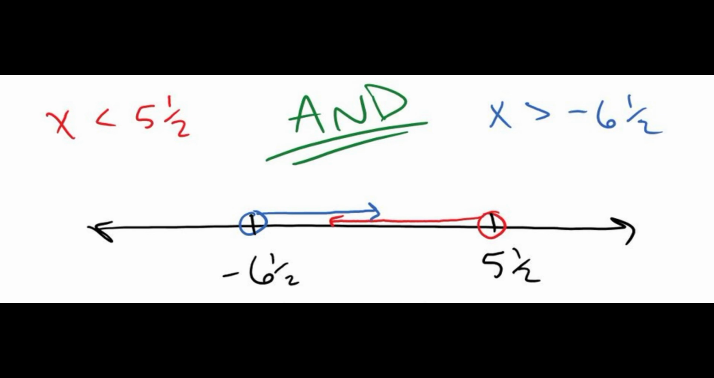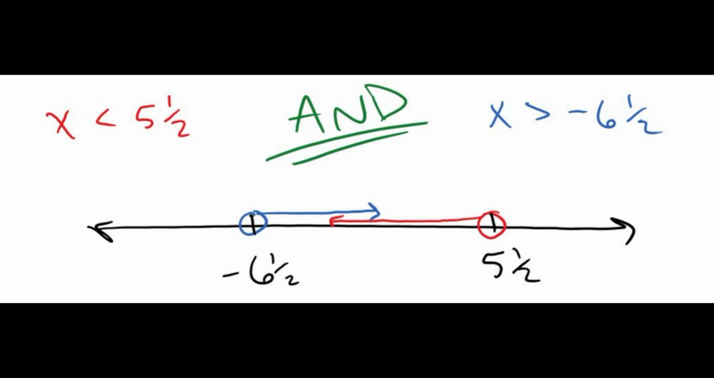I graph these, so x is greater than negative 6.5, so greater than numbers are to the right of it. Same thing for the red one, x is less than 5.5, so it goes to the left. So these are going towards each other, and the region that all our answers are in is between negative 6.5 and positive 5.5. So we put and in between these two.